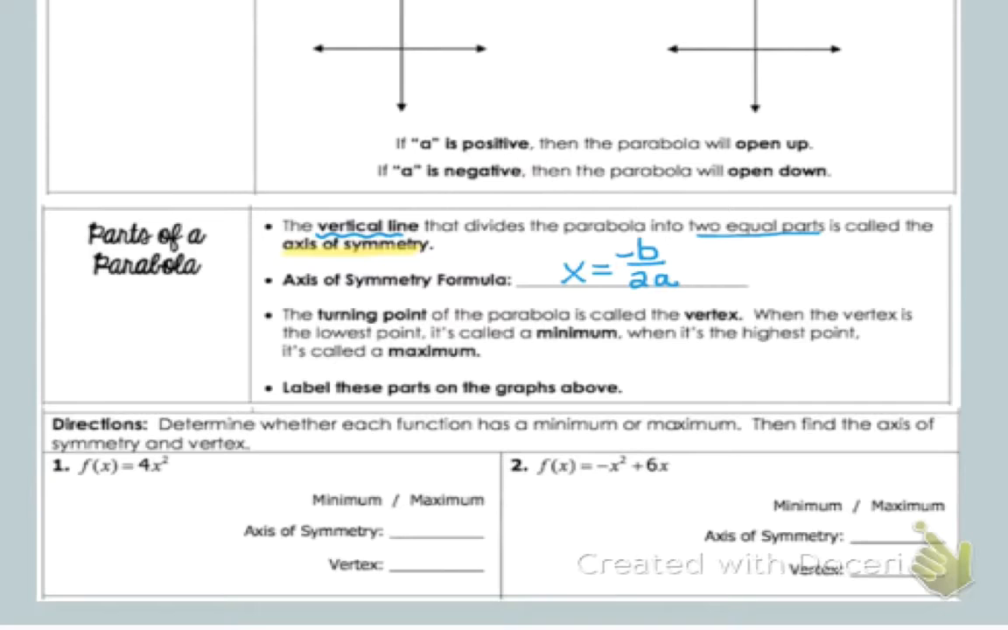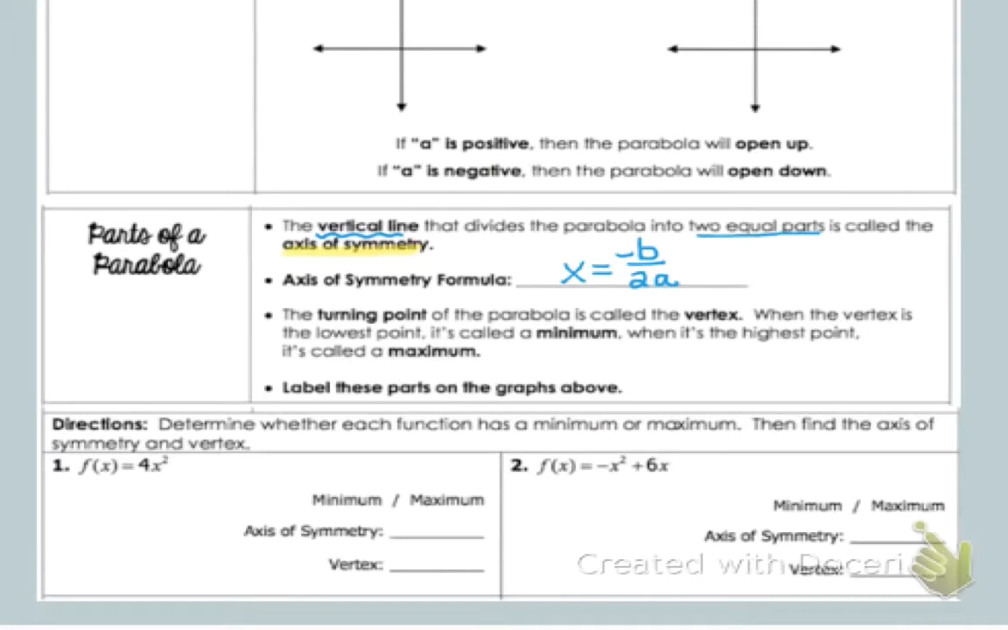So if we can identify the a and the b of the standard form, we can use that to calculate the line of symmetry, which would then also tell us the x-coordinate of the vertex, because remember that axis of symmetry runs right through the vertex. And so the vertex is going to have the same x-coordinate as the equation for that vertical line.